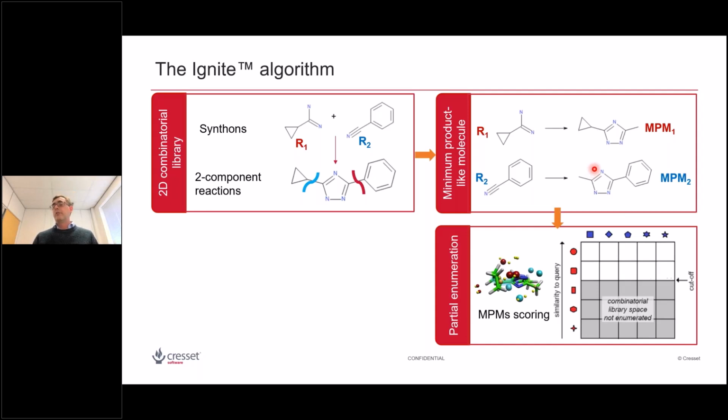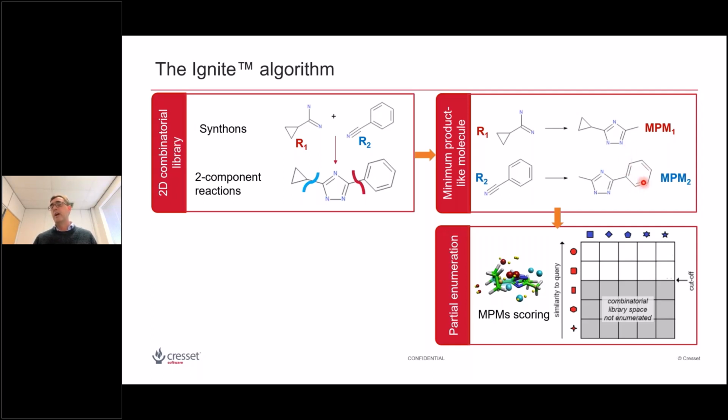What we can then do is run a Blaze-like search of these minimum product-like molecules against our query molecule to see which R1 groups here and which R2 groups here end up making the resulting partial molecule look similar to our query molecule. And obviously with some R1 groups here and some R2 groups here, these are going to fit quite nicely against part of our query molecule. With other groups, actually it's going to be hard to find any way in which those look similar.